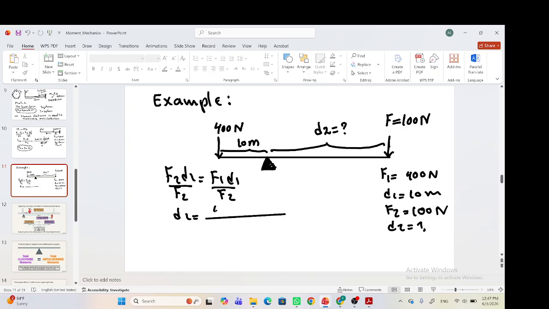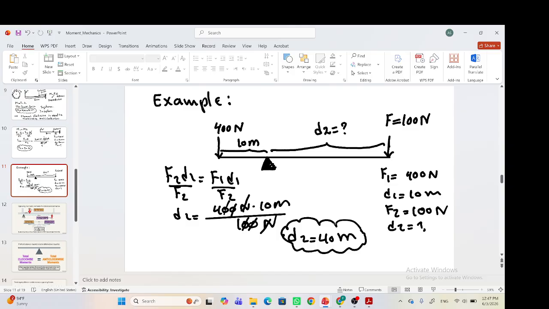F1 is 400 newtons multiplied by D1 is 10 meter, over F2 is 100 newtons. Newton will be removed with newton, and we have 2 zeros removed with 2 zeros. Then we have 4 multiplied by 10 will be equal to 40. So D2 is equal to 40 meters. If we want to make a balanced situation for this example, the distance from the fixed point to the point where the force is applied must be equal to 40 meters. Okay, so in this situation we should make it like this, an imbalanced situation.